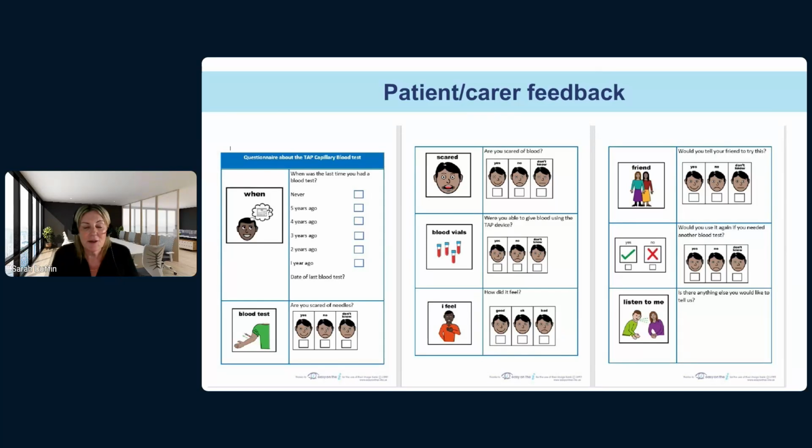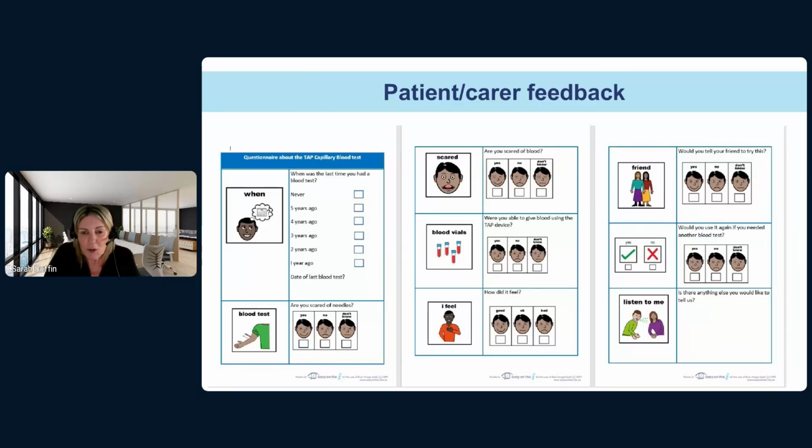So we created some easy read questionnaires that we developed with our speech and language therapist and people with learning disabilities themselves. So they helped us to create these questionnaires, thinking about the things that we might like to know and how that might be best asked. So as you can see, we made that quite visual.